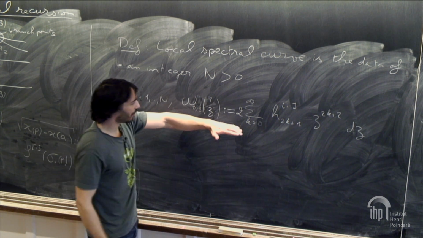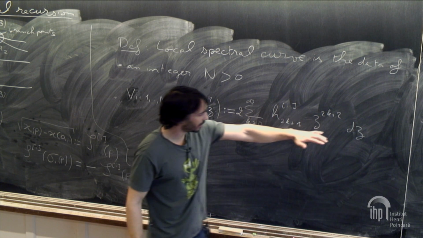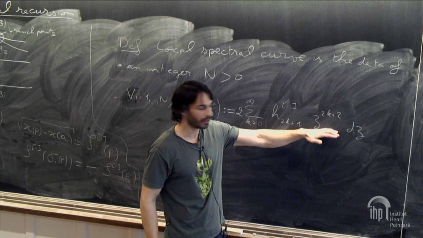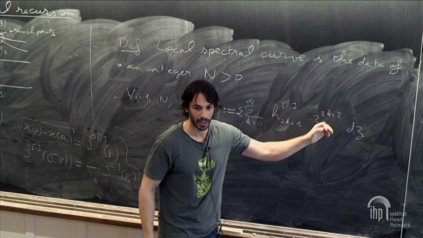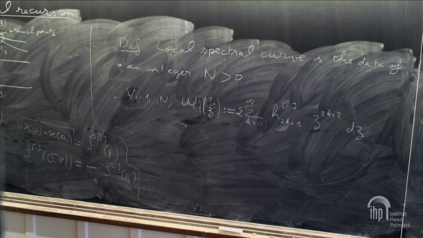Now here, I just take something which is a power series in z with positive coefficients, but you see that I just have even powers here. Why do I do that? What I want to mimic in this formula is just this difference expanded in this local coordinate.